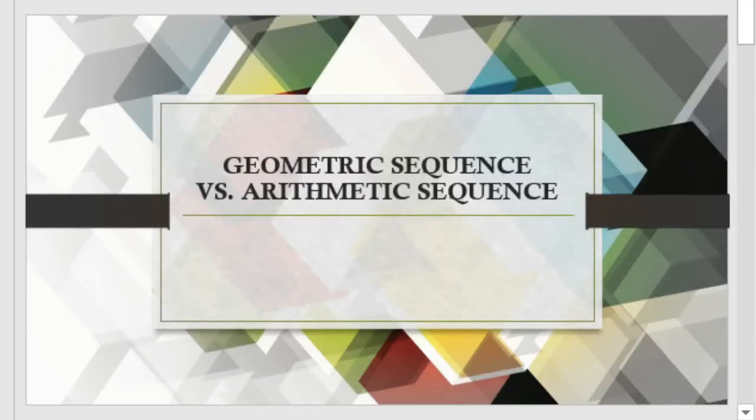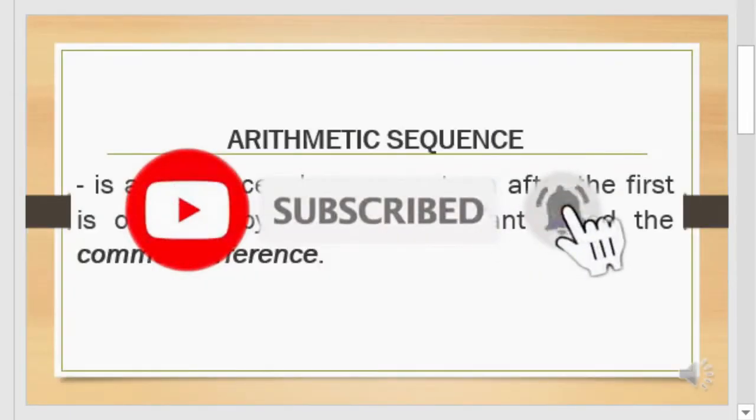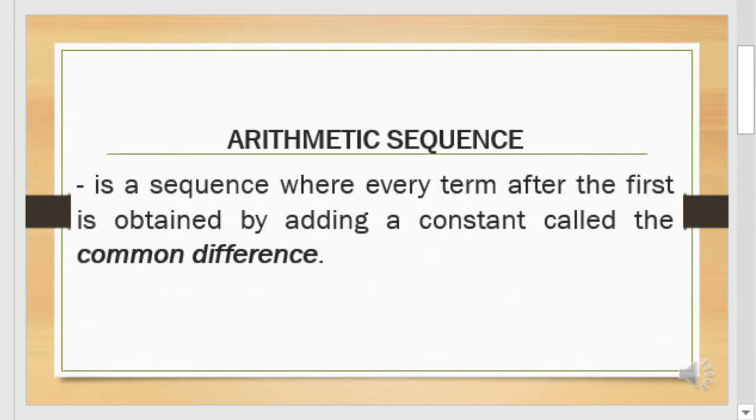So, the first in our lesson today is to differentiate geometric sequence and arithmetic sequence. So, before that, let us recall what's the definition of arithmetic sequence. Let's remember that an arithmetic sequence is a sequence where every term after the first is obtained by adding a constant called the common difference. So, in arithmetic sequence, we call it the common difference.